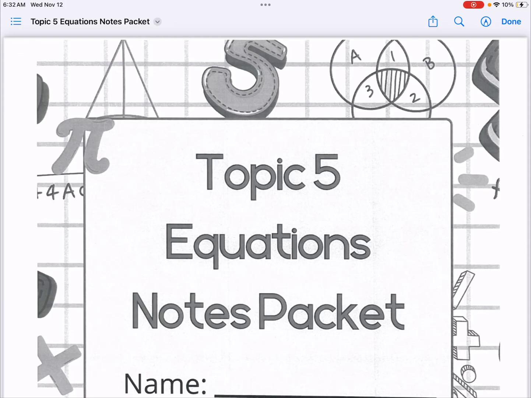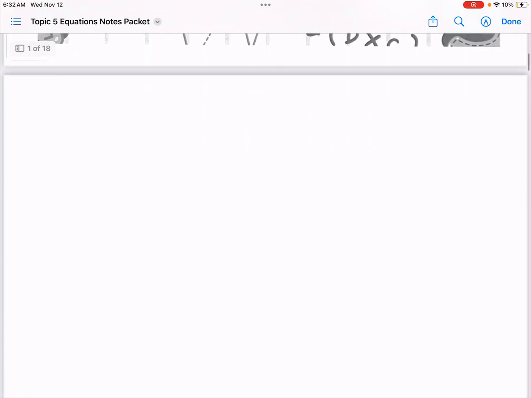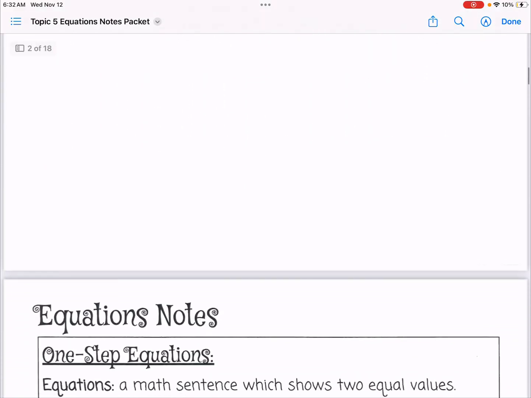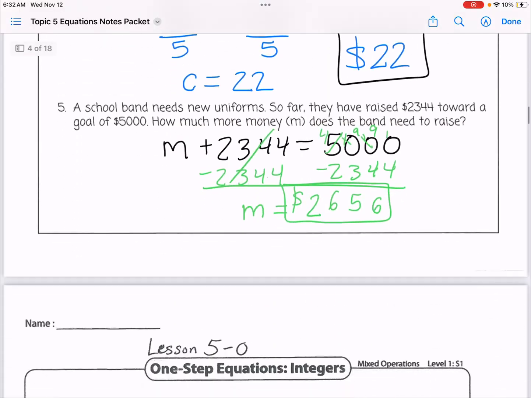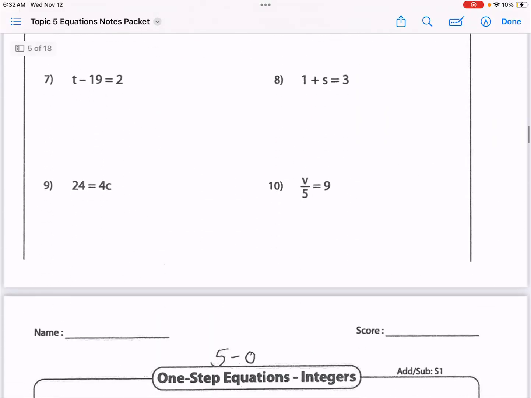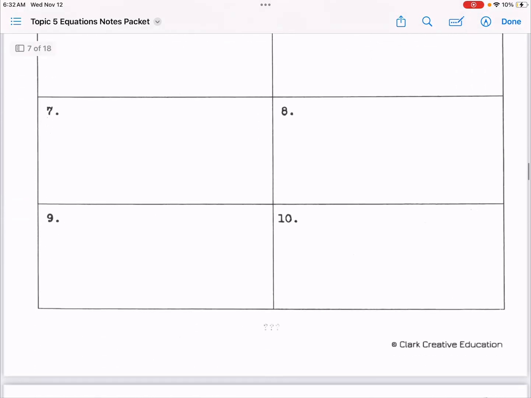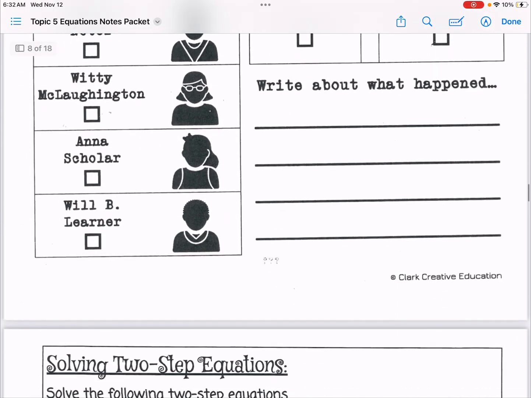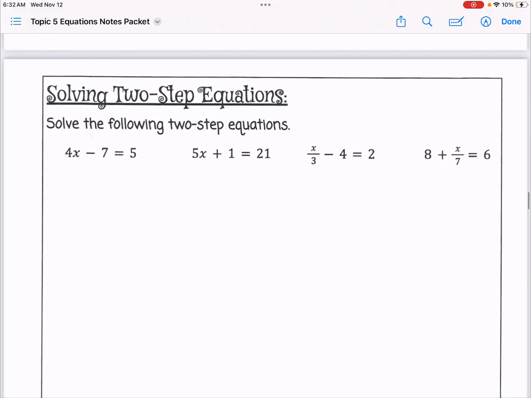Please get out your topic 5 equations notes packet from yesterday. We're going to continue working. This was our notes from yesterday. That was the practice worksheet we did yesterday. And then there was the whodunit activity, if you got to it. All right, so on the page that says solving two-step equations.